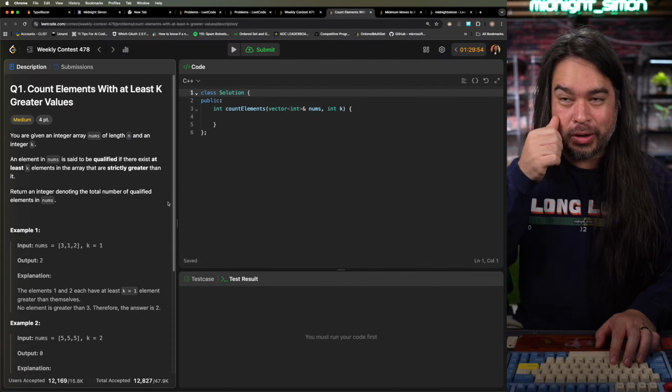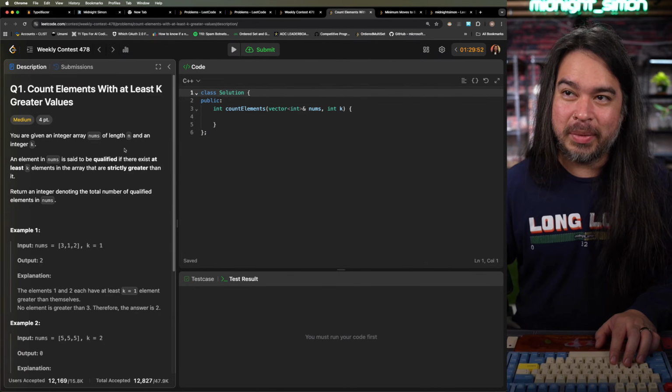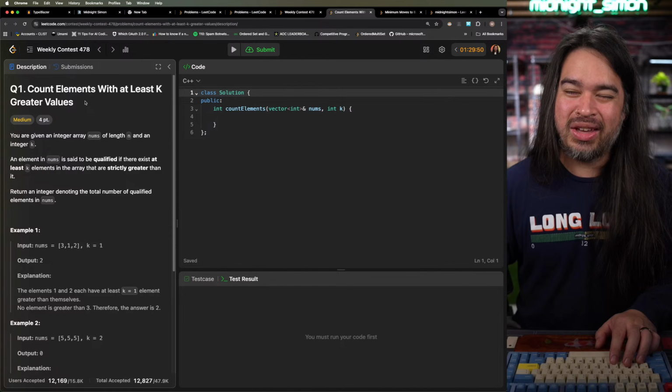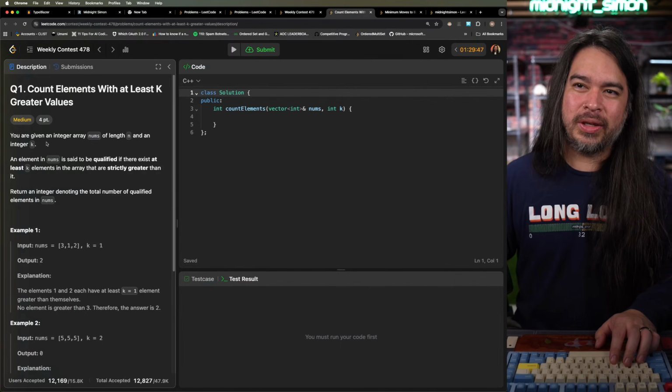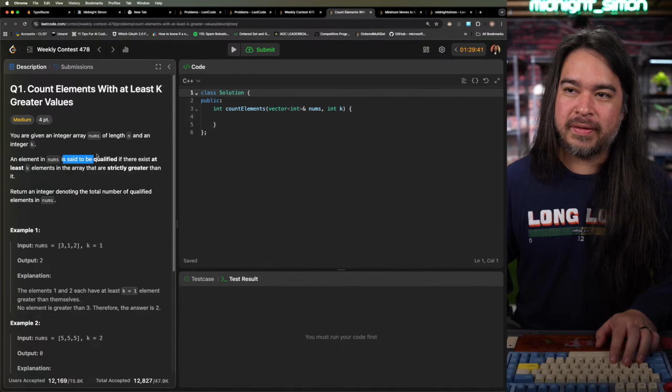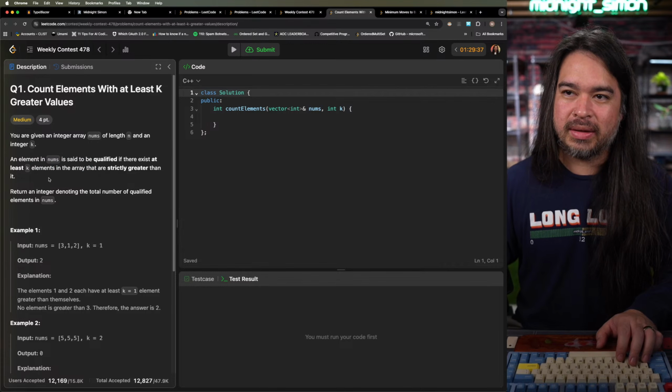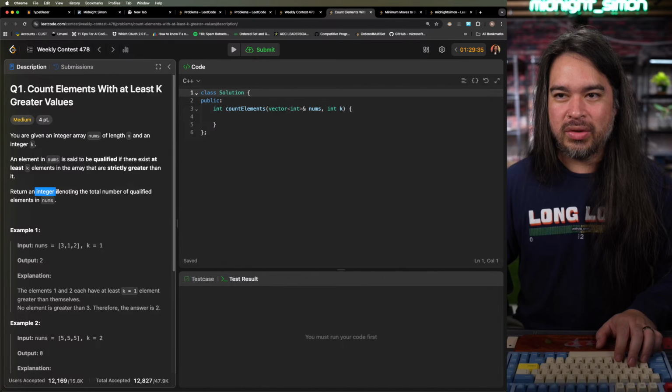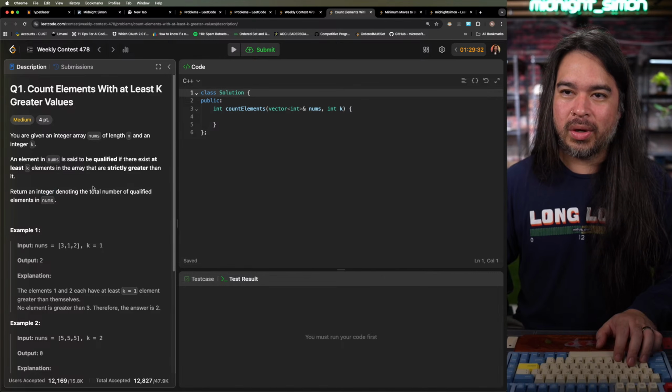Geez, medium for Q1. Count elements with at least k greater values. You are given an integer array nums of length n and an integer k. An element in nums is said to be qualified if there exists at least k elements in the array that are strictly greater than it. Return an integer denoting the total number of qualified elements in nums.